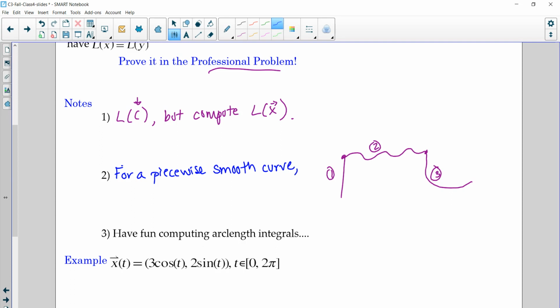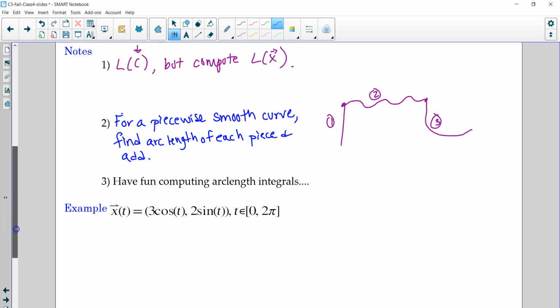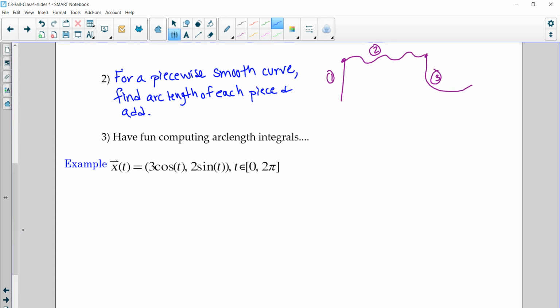Well, hopefully you've had some time to think about it. For arc length, you just find the arc length of each piece and add them up. Okay. That probably wasn't as surprising as what you might have imagined.